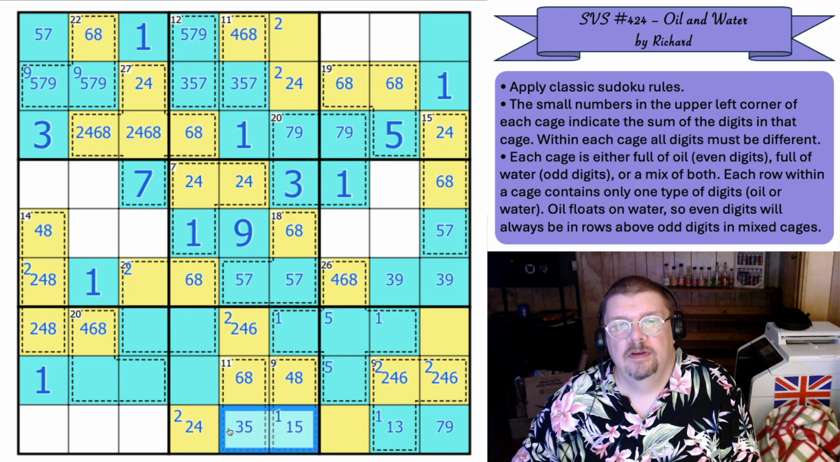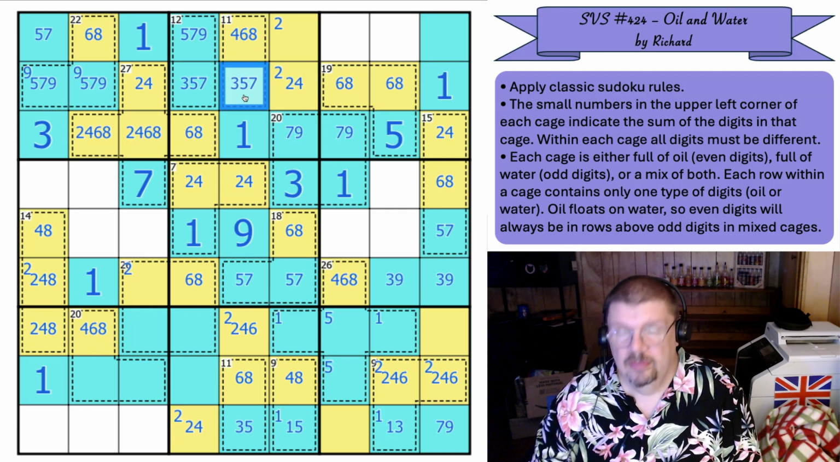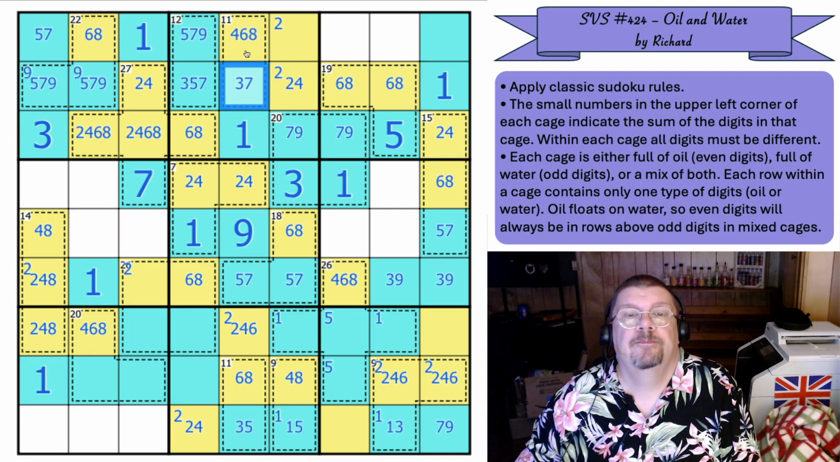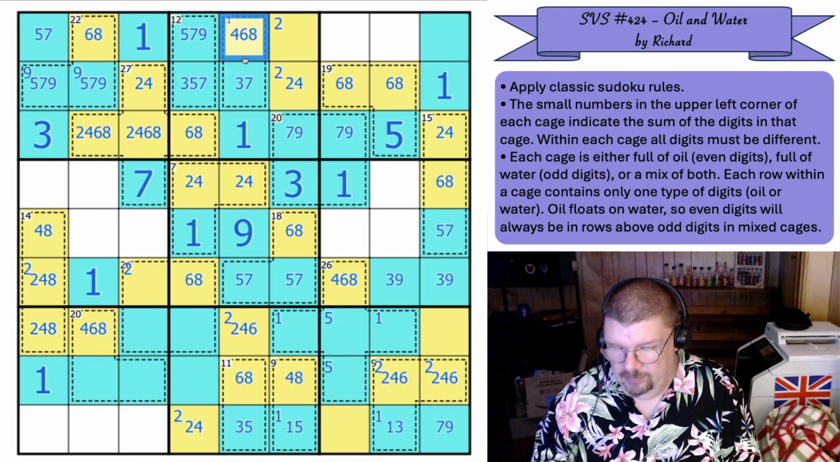One of those two is definitely a 5 because of our 1, 3, 5 triple. One of those two is definitely 5. That gives us an X-wing on 5s. So that is not 5, which means that, first of all, that is not 6.